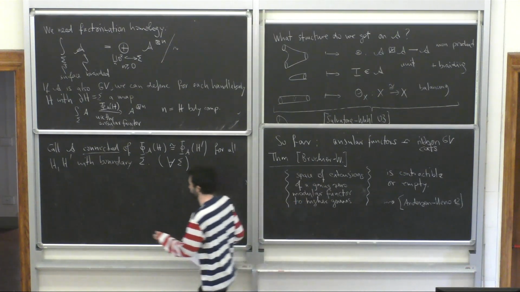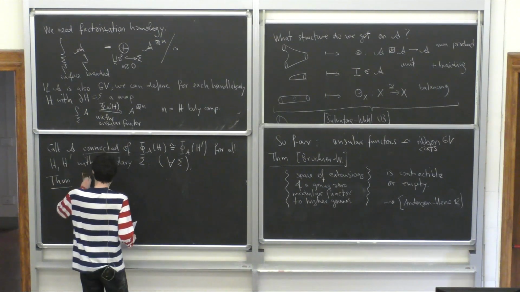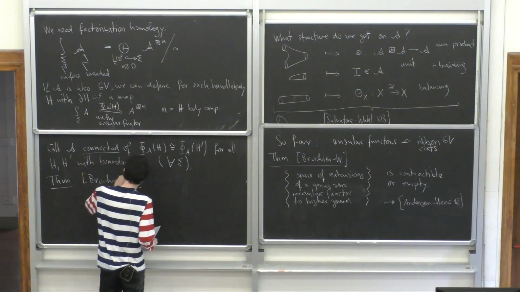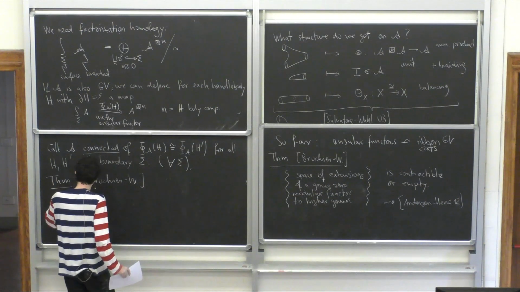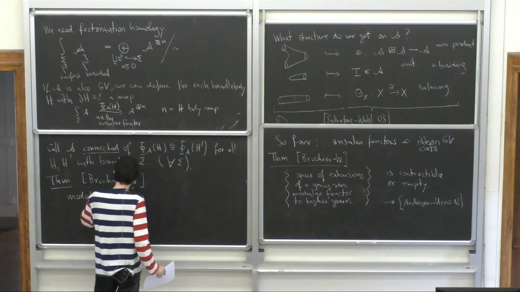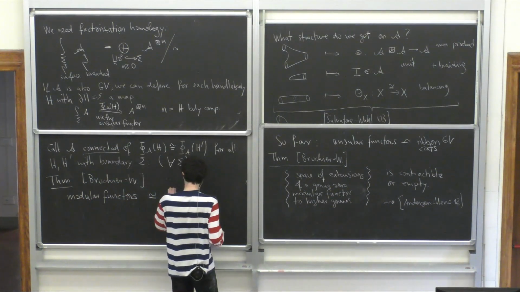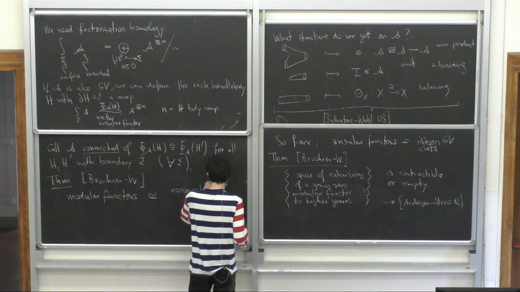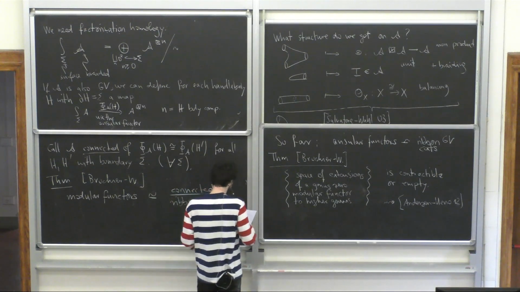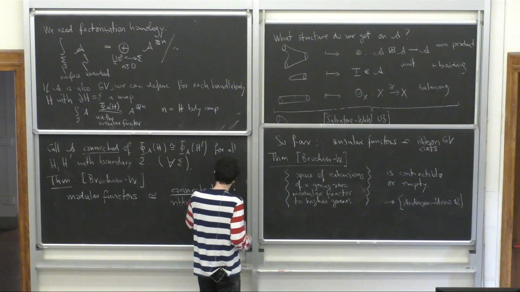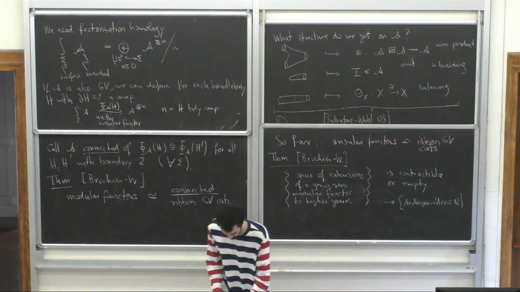Okay, and then the main theorem, so good that I still managed to do that. So the modular functors are equivalent to connected, in the case when we work in Lex, ribbon, Grothendieck-Verdier categories.